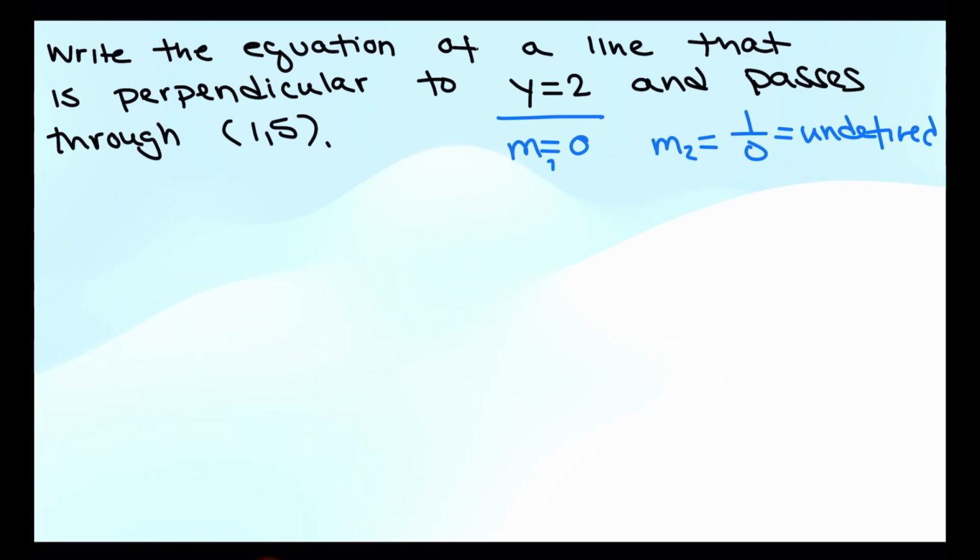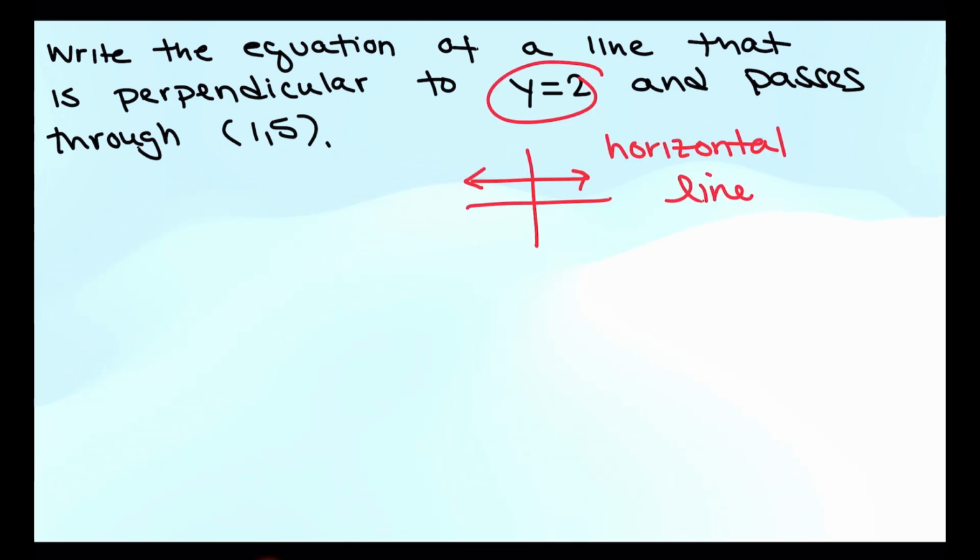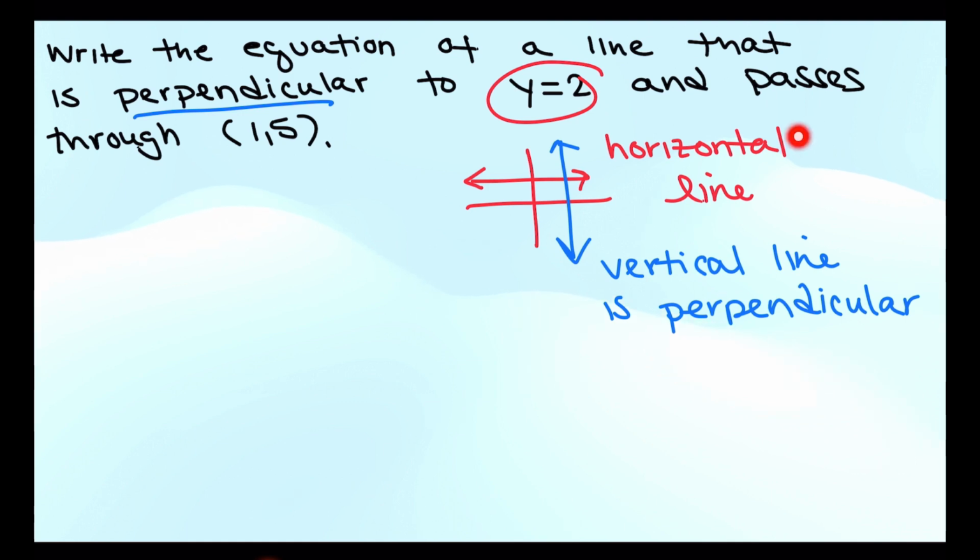Instead, I'm just going to think about this problem and draw a picture. y equals 2 is a horizontal line. The y values are always 2. It has a slope of 0. It's a flat horizontal line. A line that's perpendicular to a horizontal line would have to be vertical. So we're trying to find a vertical line that passes through the point (1, 5). This problem is really just a fancy way of asking us, what is the equation of a vertical line that goes through the point (1, 5)?